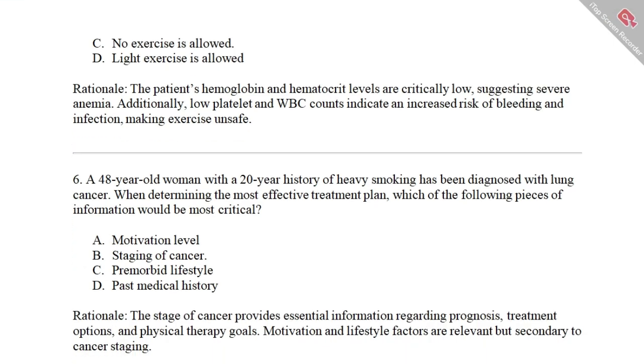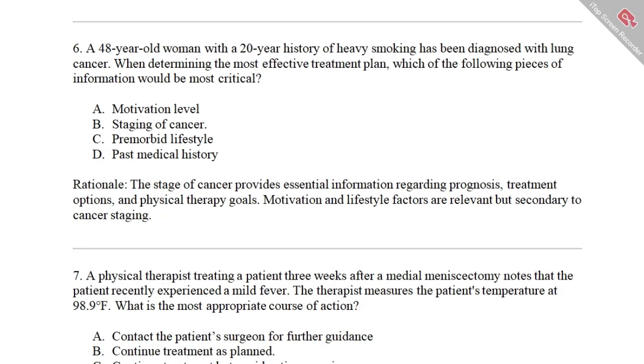Question number 6. A 48-year-old woman with a 20-year history of heavy smoking has been diagnosed with lung cancer. When determining the most effective treatment plan, which of the following pieces of information would be most critical? Option A, motivational level. B, staging of cancer. C, premorbid lifestyle. Option D, past medical history.